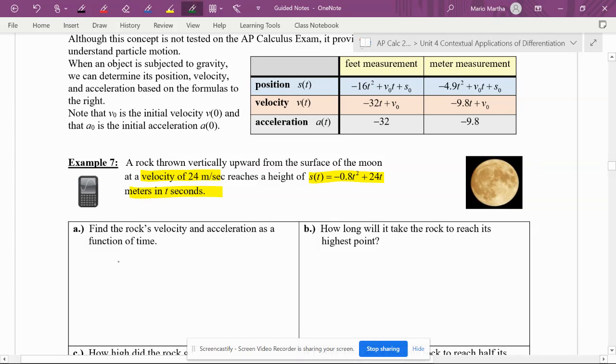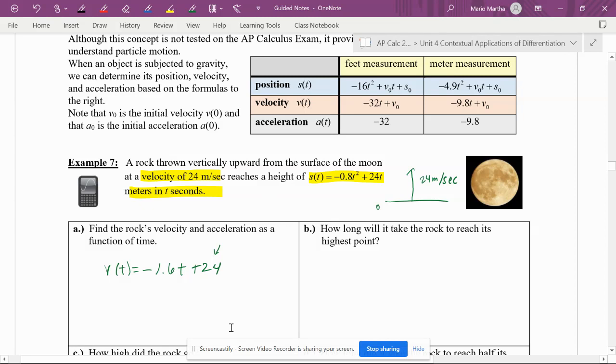In order for us to do this, notice that the initial position is at the surface of the moon, so it's at 0, and then it takes off at 24 meters per second. The velocity function is the derivative of this, so v of t is equal to negative 1.6 t plus 24. Notice it gives us the initial velocity of 24 meters per second.